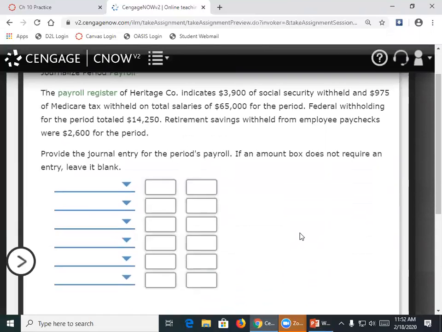It says the payroll register of Heritage Company indicates $3,900 of Social Security and $975 of Medicare, withheld on total salaries of $65,000 for the period. See there, we're not even making us calculate, which is always nice. Federal withholding for the period totaled $14,250. Retirement was $2,600. In this case, we don't have a ton of deductions. But again, I always start with a debit for my gross pay. How much is the gross pay?